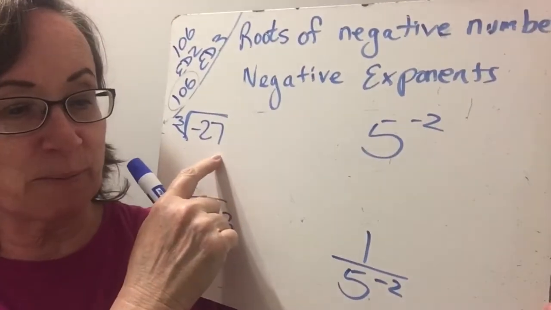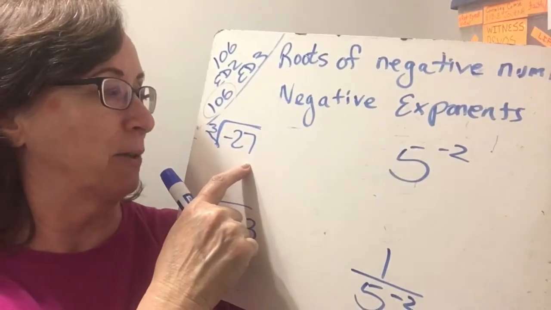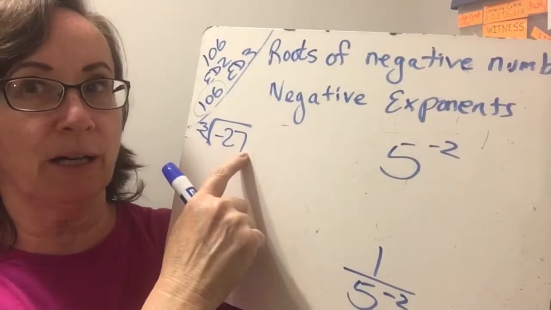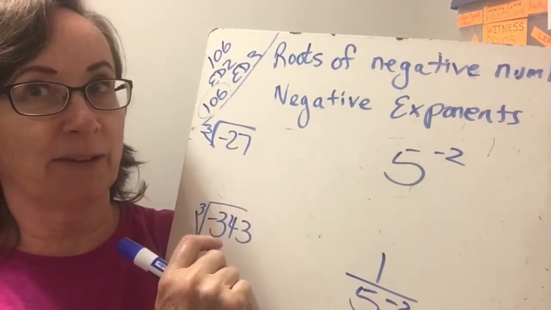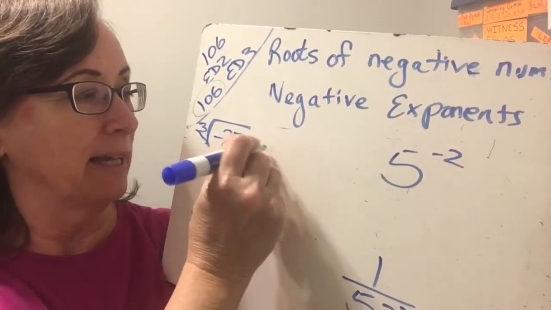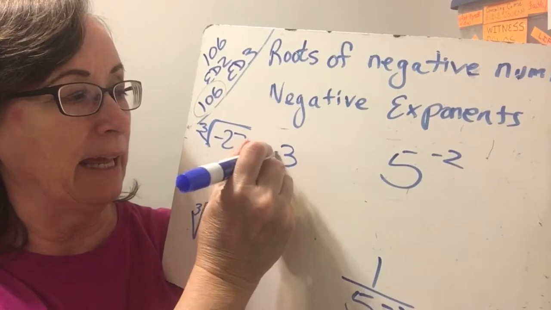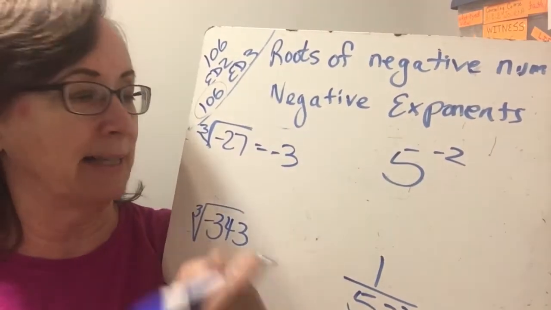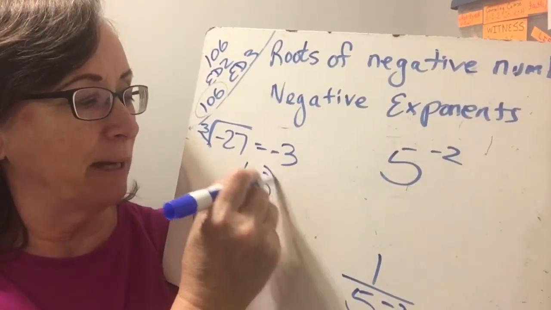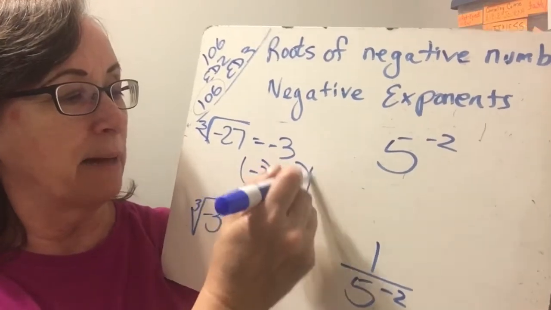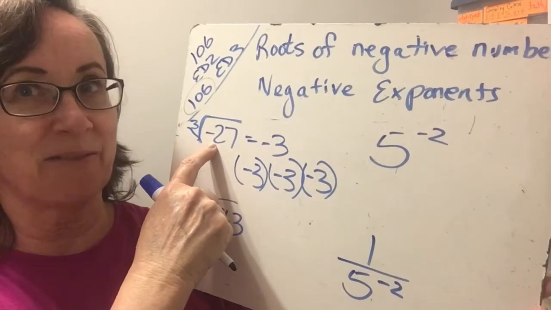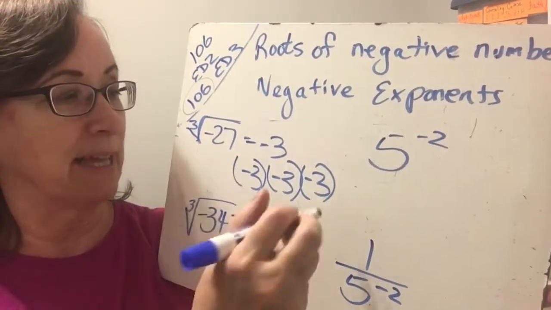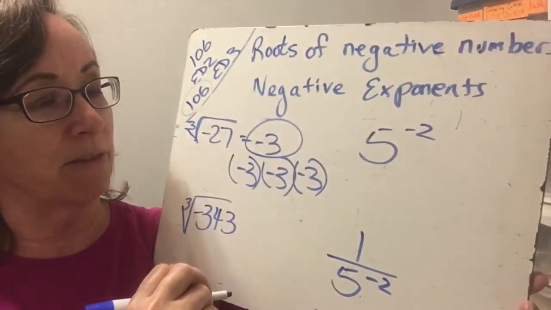Okay, so this one is pretty easy. This was one of our examples. So the cubic root of 27 is 3. So the cubic root of negative 27 is negative 3. So we're going to write down negative 3, and then we're going to put our little because here. Because negative 3 times negative 3 times negative 3, or negative 3 cubed, does give me negative 27. So the answer is negative 3.